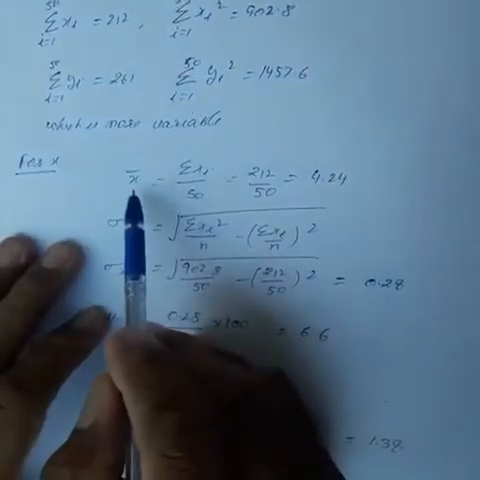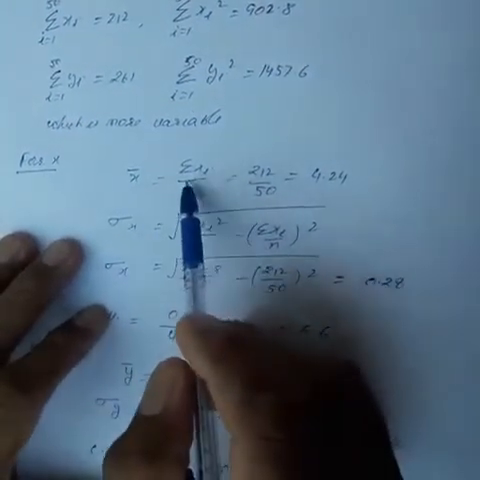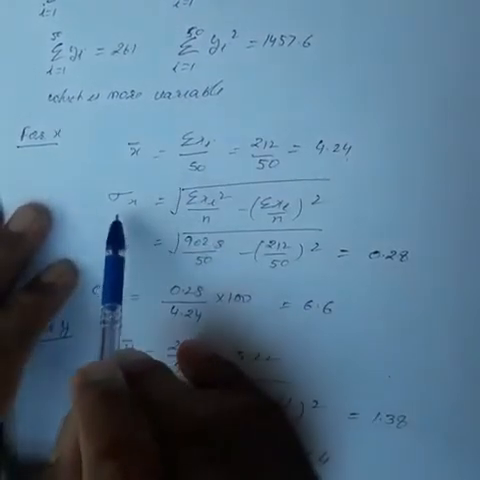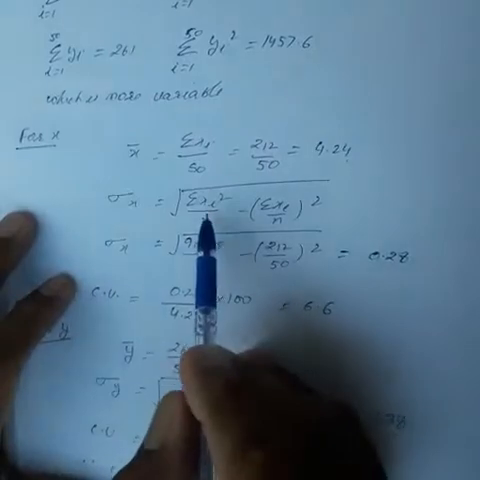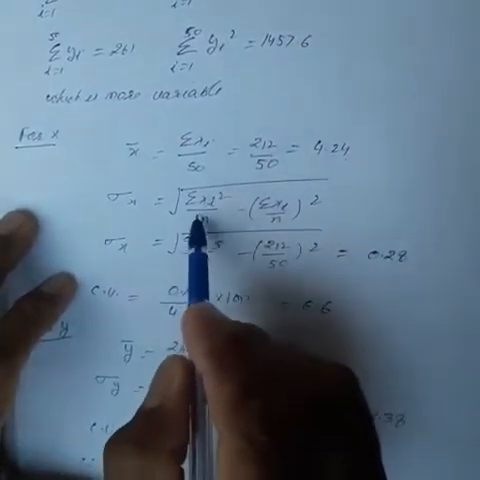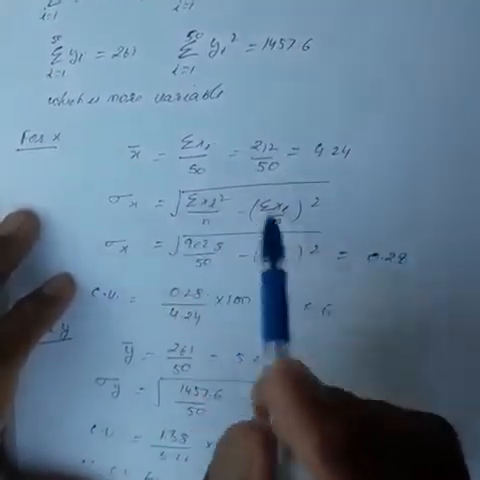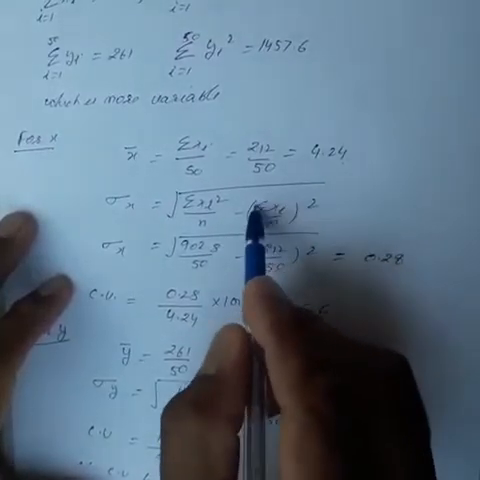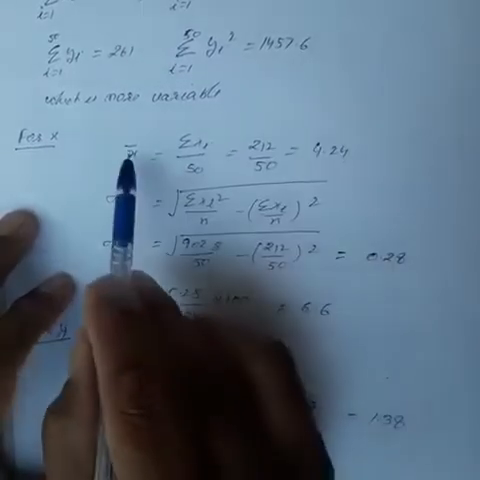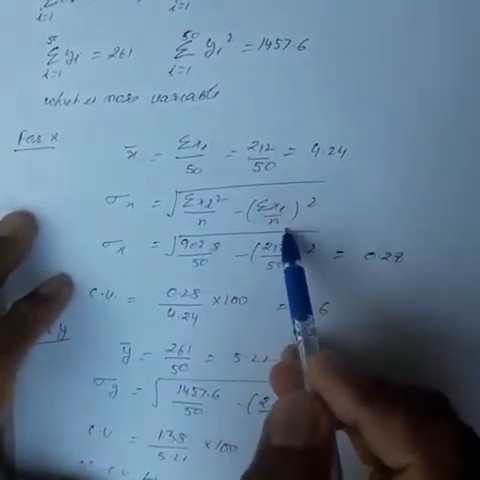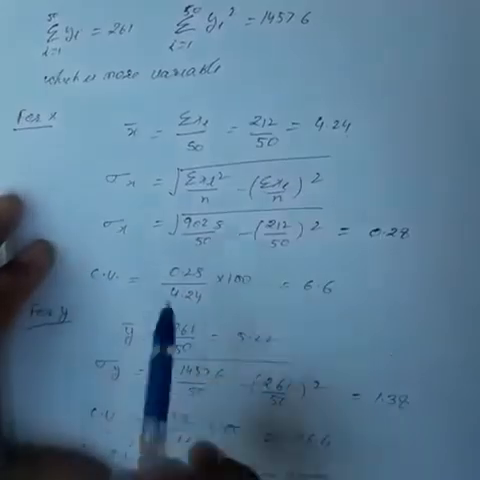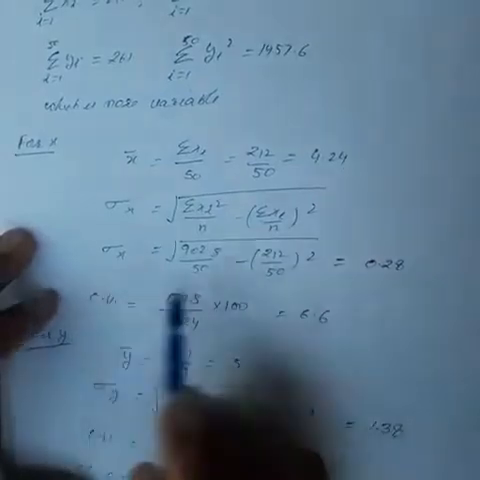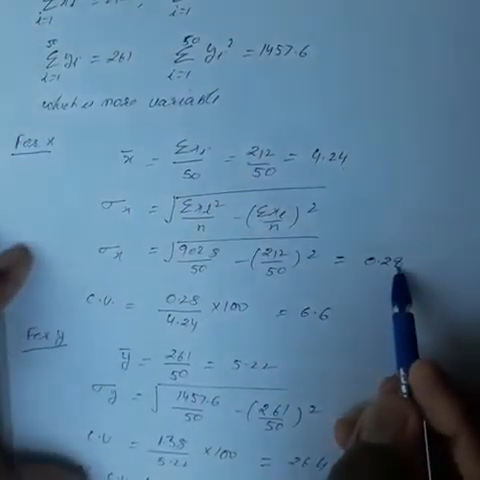To calculate the mean, first of all, the mean is summation of xi upon 50, and it is 4.24. Then calculate the standard deviation for x. This is the formula for standard deviation: square root of summation of xi square upon n minus the square of summation of xi upon n. This is the value of x bar, so we can also use x bar in this place. That is also correct. Now put in the values and calculate. The values are given here. It will be 0.28 after calculation.